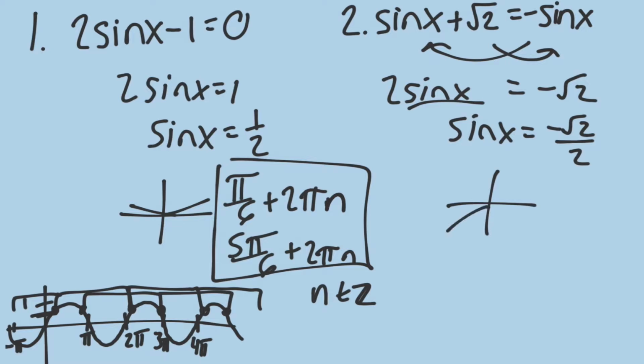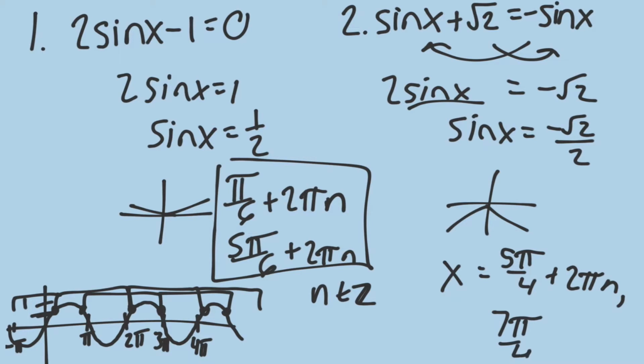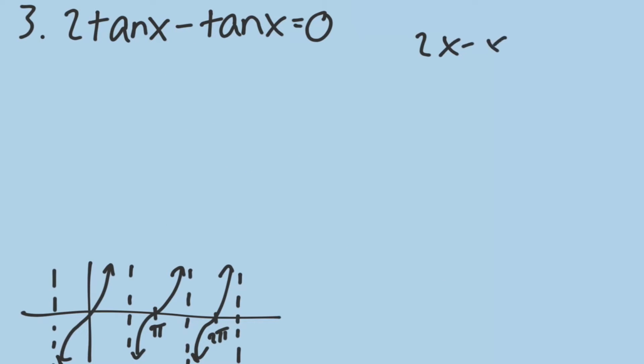We want an angle where y is negative radical 2 over 2. 5 pi over 4, remember plus 2 pi n now, and it also equals 7 pi over 4 plus 2 pi n. This next one is like 2x minus x equals 0.